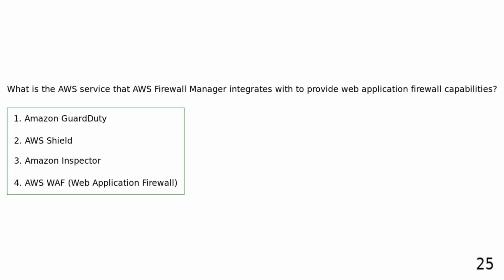environment. What is the AWS service that AWS Firewall Manager integrates with to provide web application firewall capabilities? Amazon GuardDuty, AWS Shield, Amazon Inspector, AWS WAF. AWS Firewall Manager integrates with AWS WAF to provide web application firewall capabilities and protect against common web exploits.